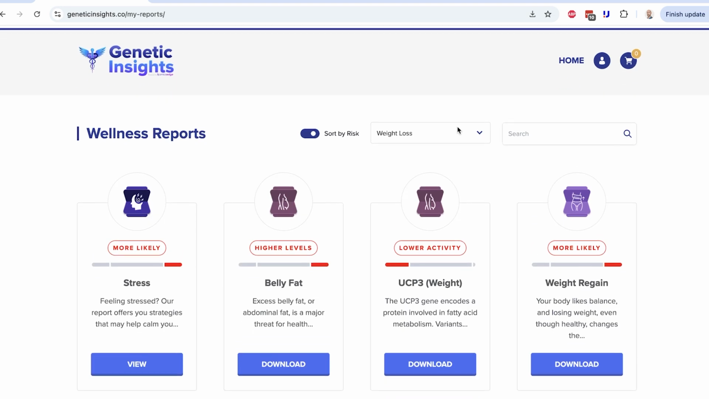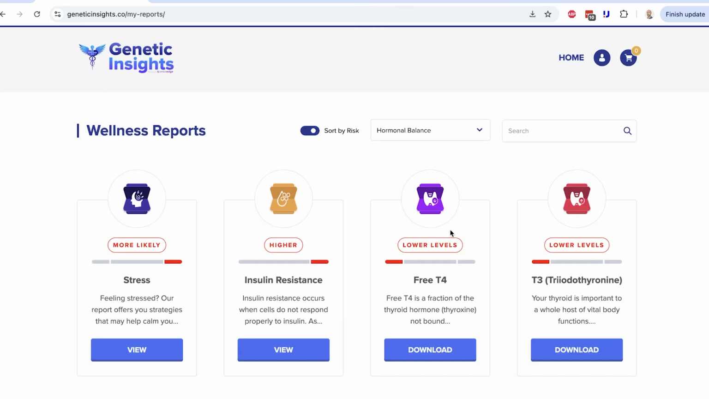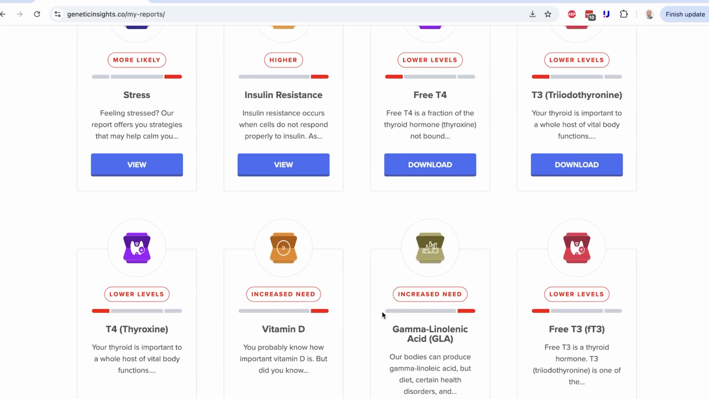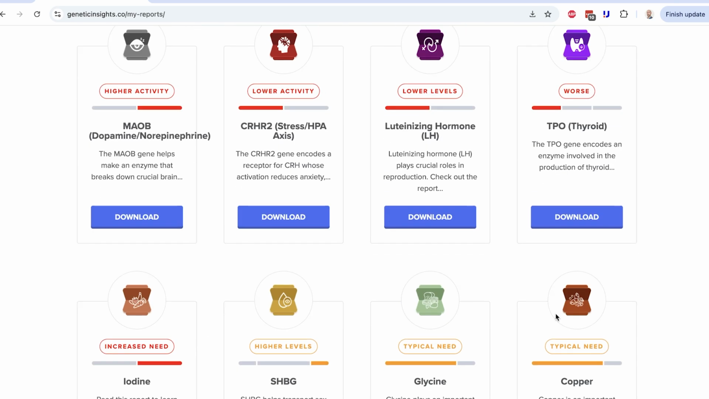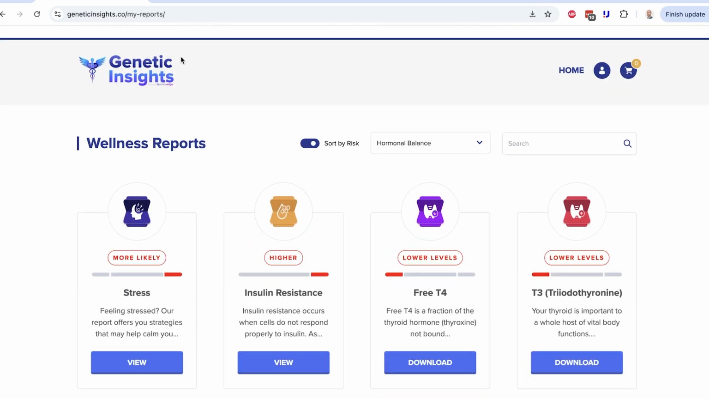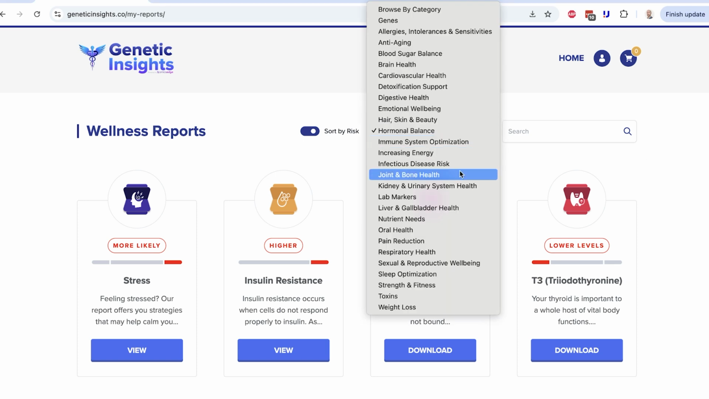Free T3, tendency for it to be low. Okay. Have they got any other thyroid markers? Let's have a look. Okay, also tendency for low free T4, tendency for low T3, tendency for low T4. Tendency for worse thyroid gene there. Even tendency for low iodine. So what we'll do is test for low thyroid function, test for blood sugar, and test for cortisol, and we may as well test for DHEA and the sex hormones as well. And then I think those would probably be the 3 factors that would help you lose weight.